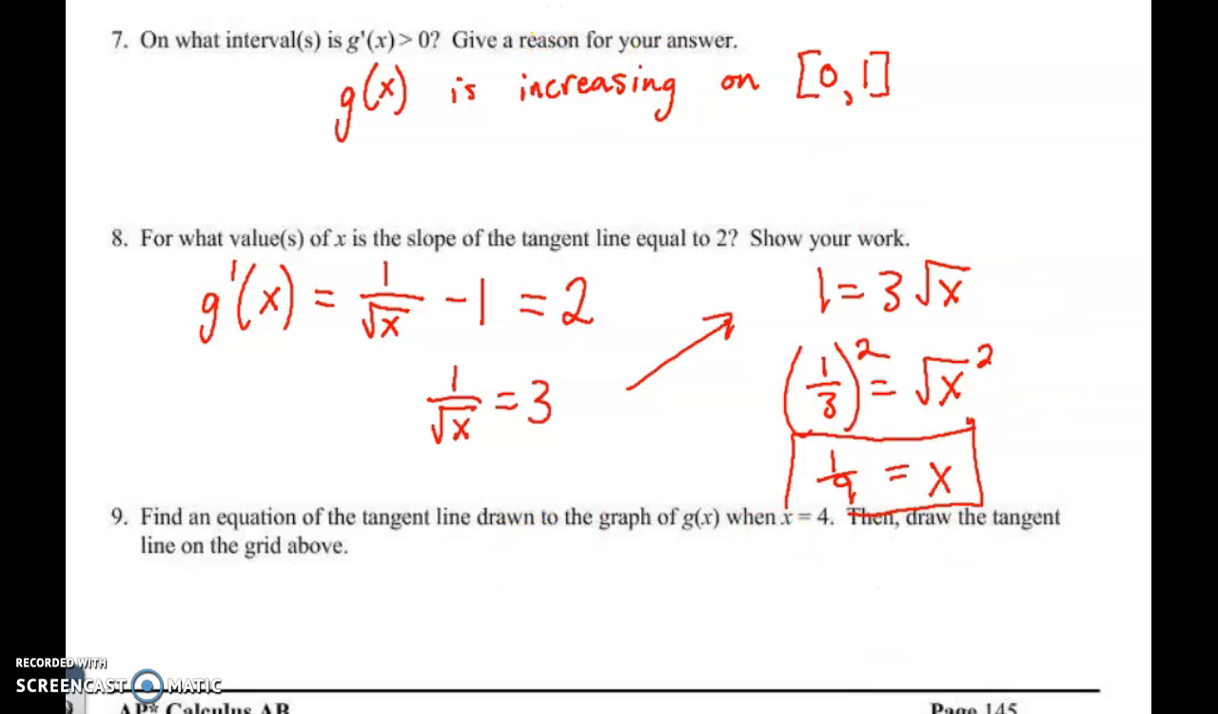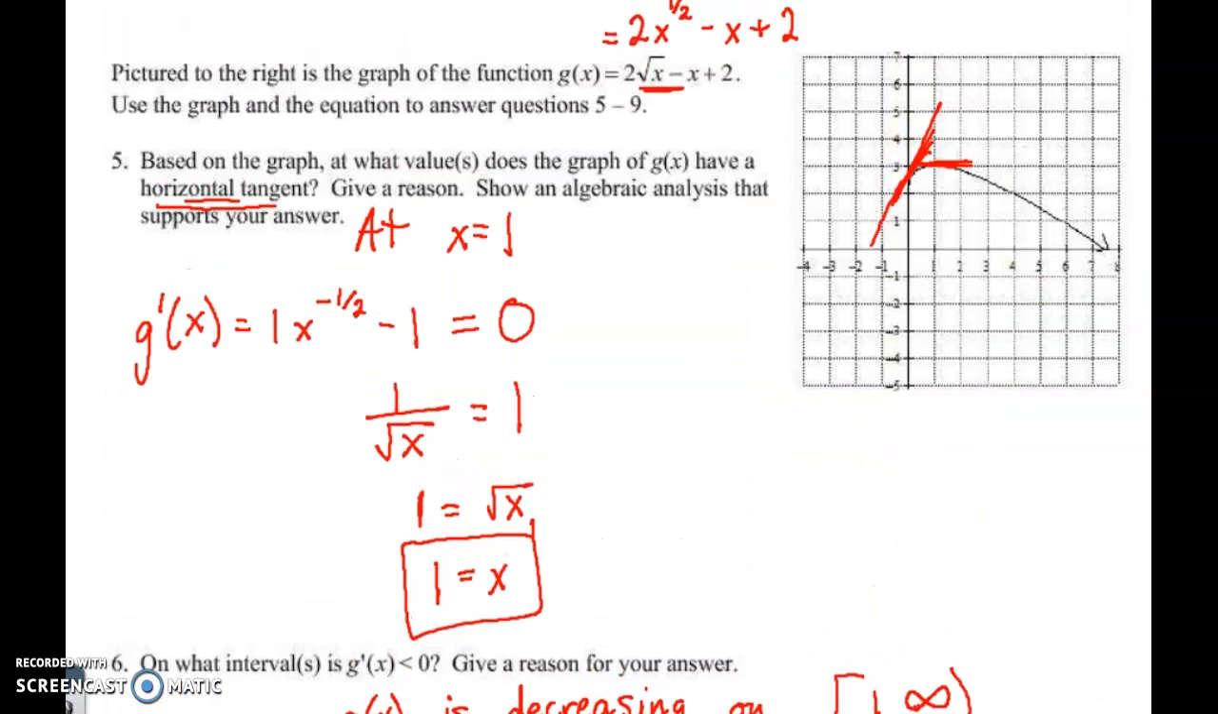And when they ask for the equation of the tangent line at x equals 4, I'm tired of this color, I'm going to switch over. It's important that you have the point and the slope. So what I would do is find the point first. So when x is 4, what's the y-coordinate? Well, you have two options. Because they give you the graph, you can go to 4 and see what the y-coordinate is. Otherwise, you can plug it in here. Well, the square root of 4 is 2, times 2 is 4, minus 4 is 0, plus 2 is 2.